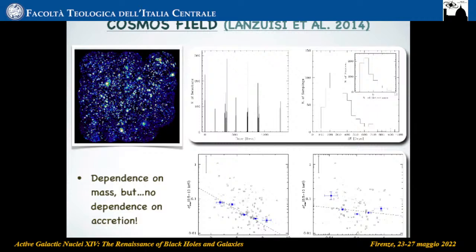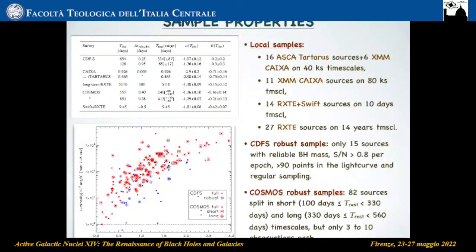And so they already show that there is an anti-correlation with black hole masses, although with large scatter, maybe not with accretion rate, that's still debated. And so this is another sample to include that. So we put together these two samples at high redshift, Chandra Deep Field South and Cosmos, and then we decided to include also nearby samples to sample the high frequency part.